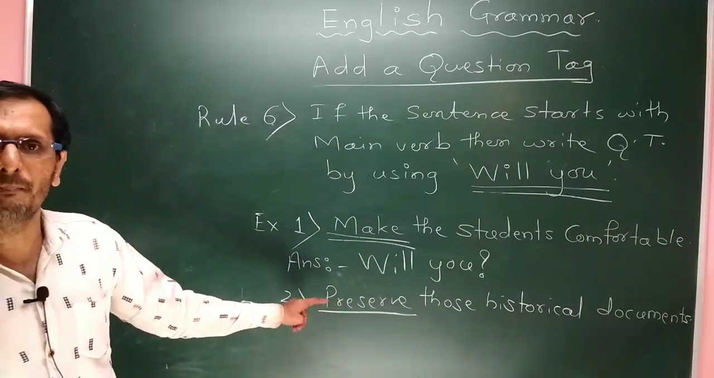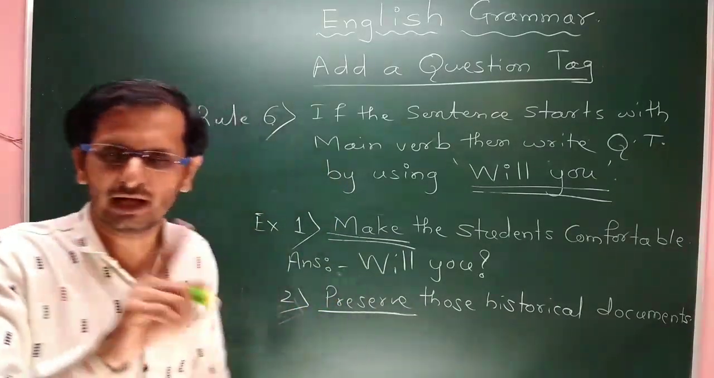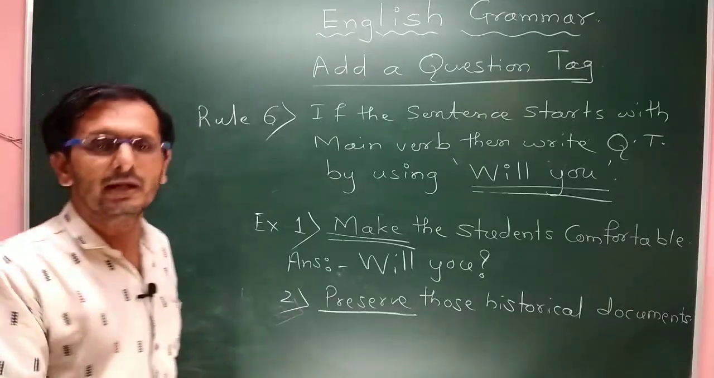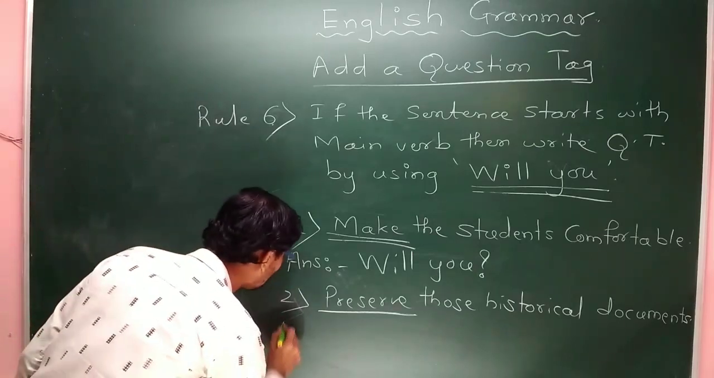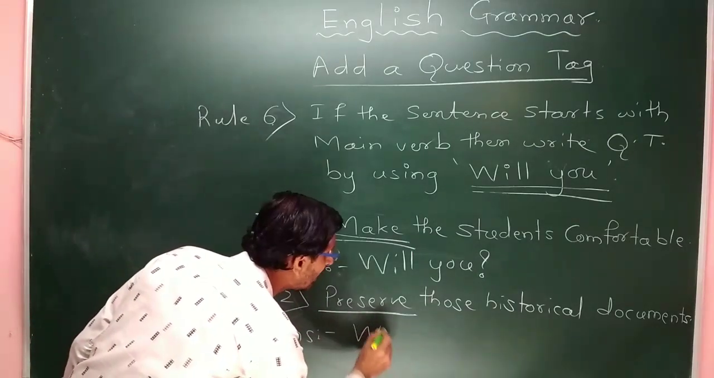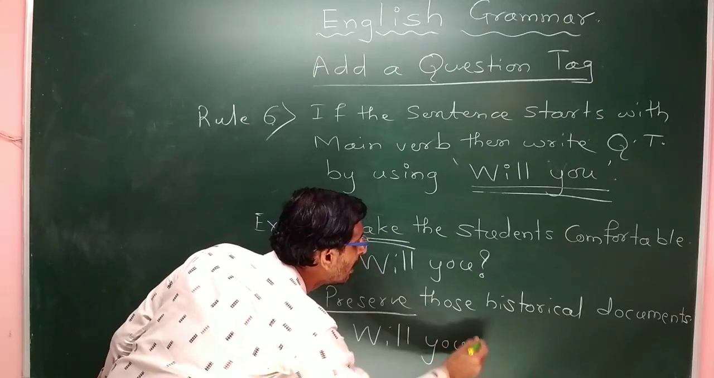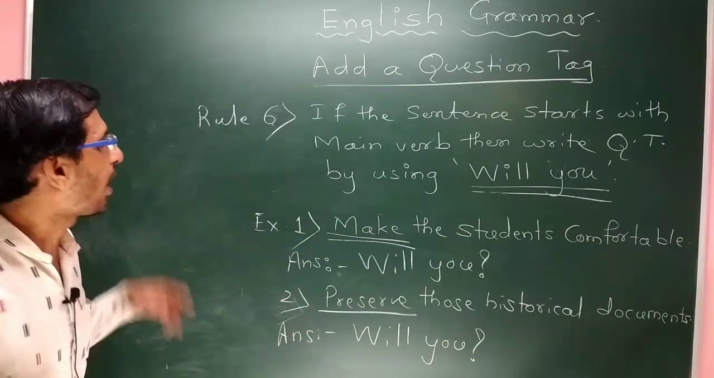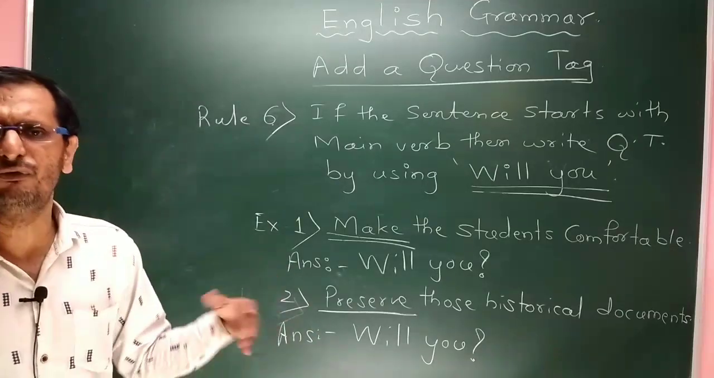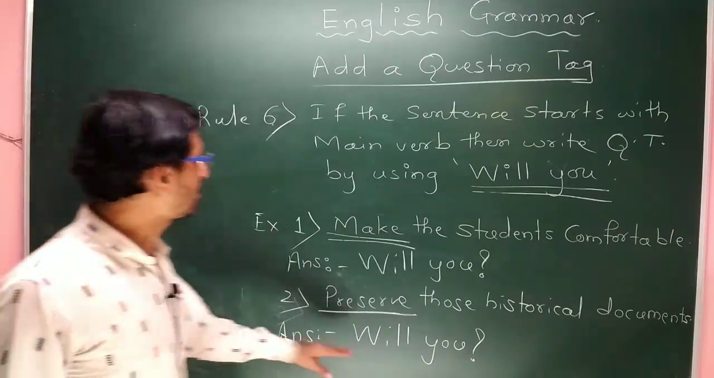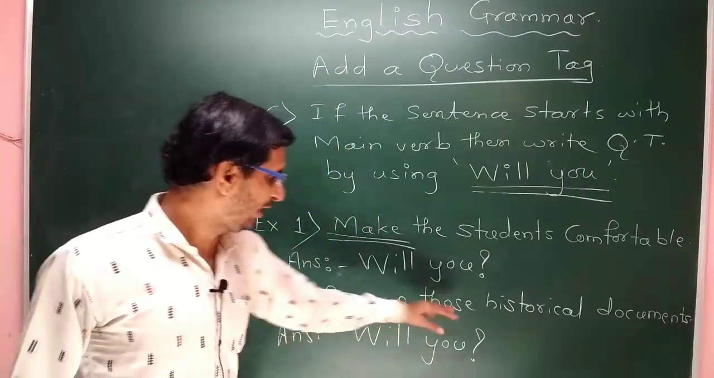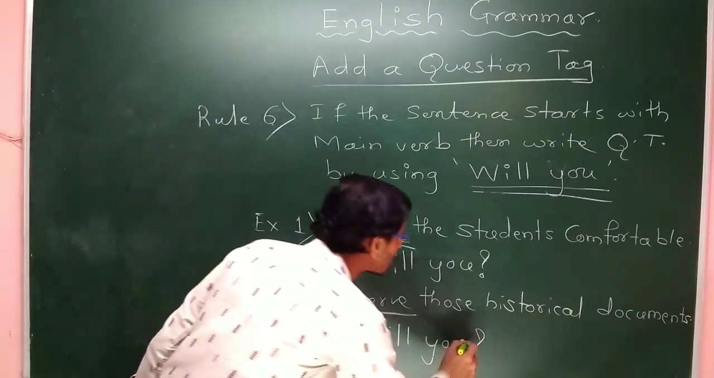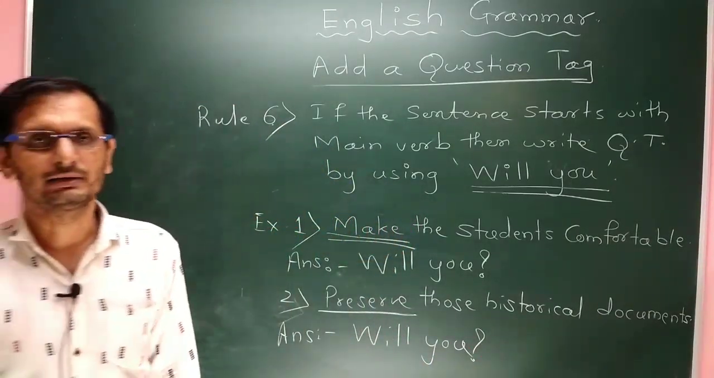So when you look at the main verb "preserve", you don't have to look for the tense of the sentence or the tense of the verb. Directly you can write the answer, that is "will you". Why have we written "will you"? Because the sentence starts with the main verb, and then you can blindly follow this rule and write down your answer "will you". So, preserve those historical documents, then the answer will be "will you", and you have to put a question mark.